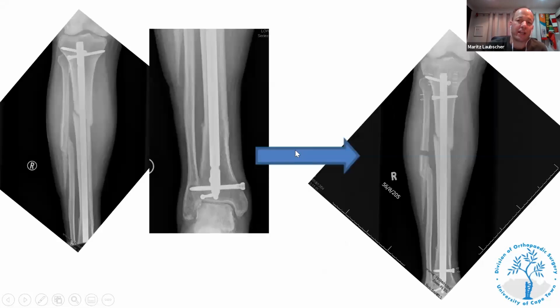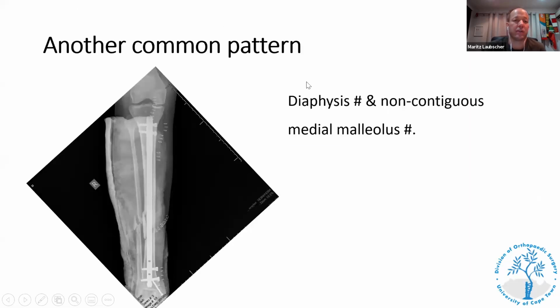As is often the case with these bicondylar, bifocal or segmental fractures, here you can see that the distal shaft fracture and the pilon united uneventfully, but the patient developed a non-union of the proximal fracture, and that was then treated with an exchange nailing and fibular osteotomy before the patient united.